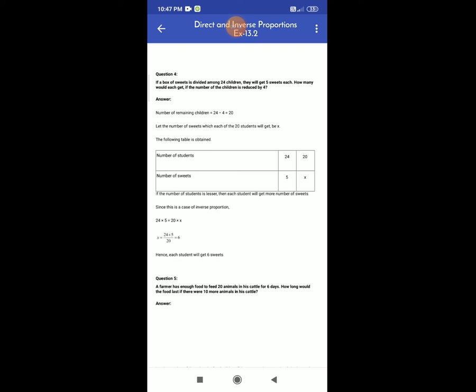The following table is obtained. Number of students: 24 and 20 respectively. Number of sweets: 5 and x. If the number of students is lesser, then each student will get more sweets. Since this is a case of inverse proportion, therefore 24 multiplied by 5 equals 20 multiplied by x, and therefore x is equal to 24 multiplied by 5 by 20, which equals 6. Hence, each student will get 6 sweets.